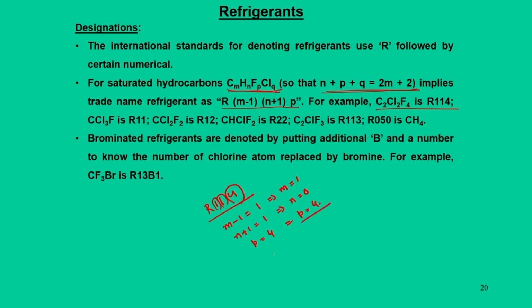When I say this, we have to say that n plus P plus Q is equal to 2m plus 2. So, 2m is 4 and n is 0, plus P is 4, plus Q is equal to 6. So, Q is equal to 2. So, we know all these things.